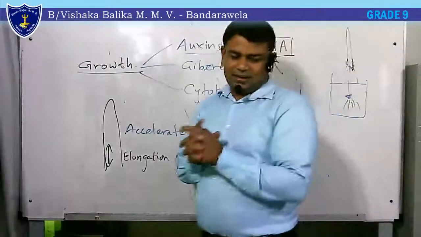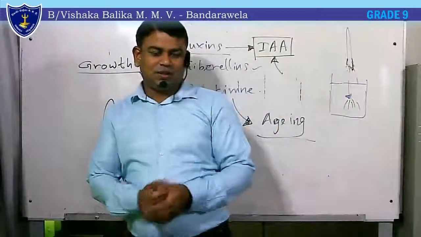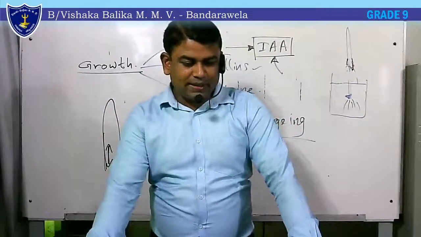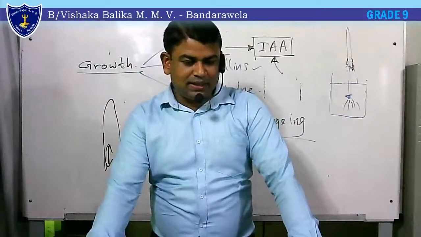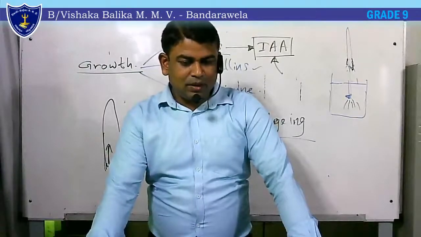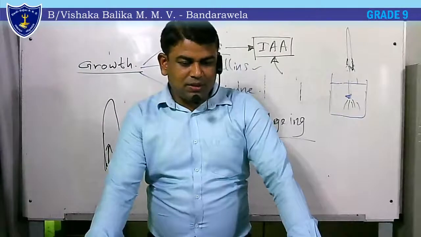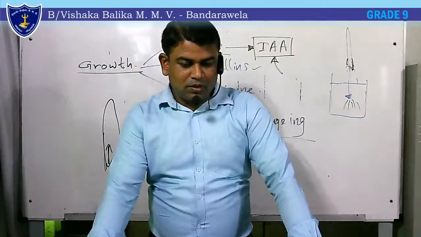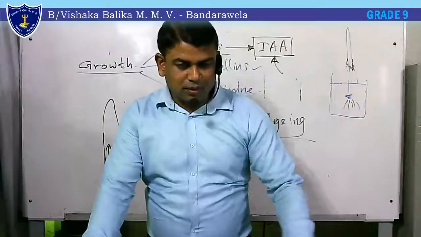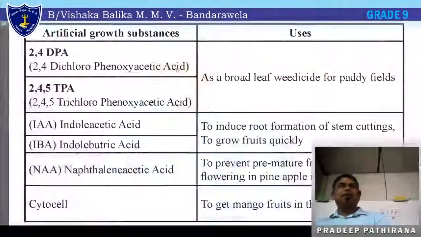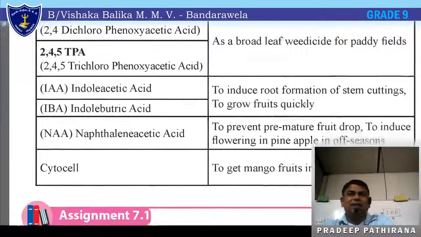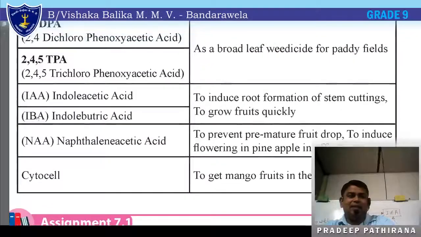Now, again, I think you have the textbook with you. Turn to the next page. It is page number 86, I think. Then I will show this on the screen. This is the table given. Can you see? I will talk about the IAA first, indole acetic acid.